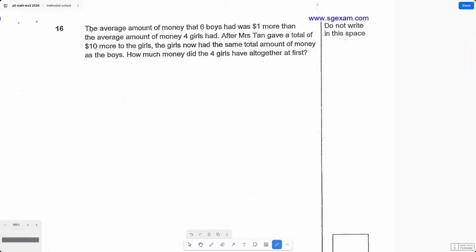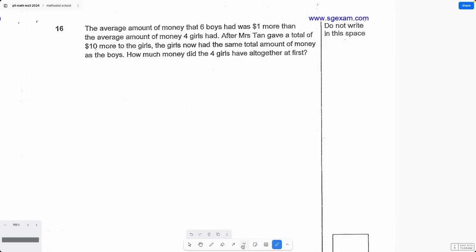All right, so question 16. The average amount of money that 6 boys had was $1 more than the average amount of money 4 girls had. After Mrs. Tan gave a total of $10 more to the girls, now the girls have the same total amount of money as the boys. So how much money did the 4 girls have altogether at first?